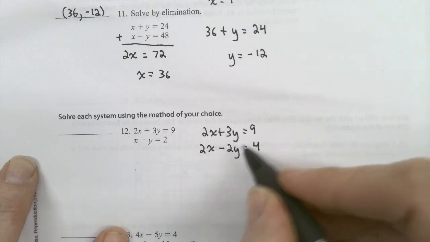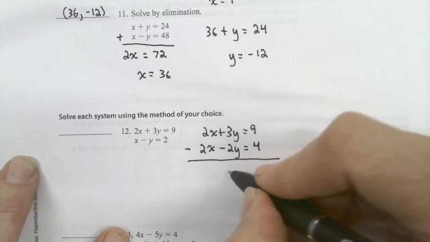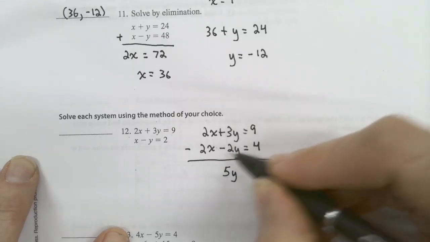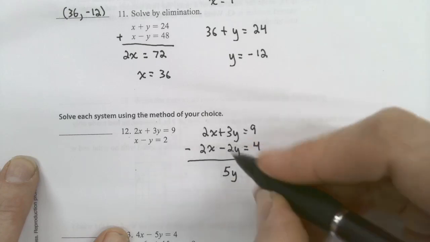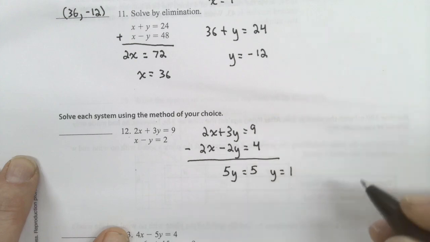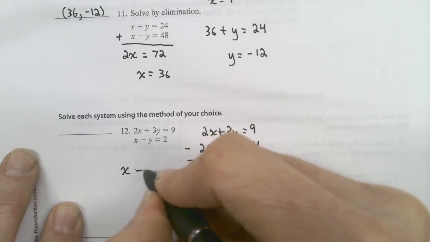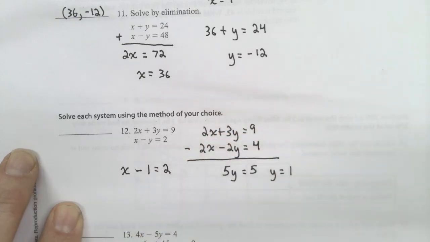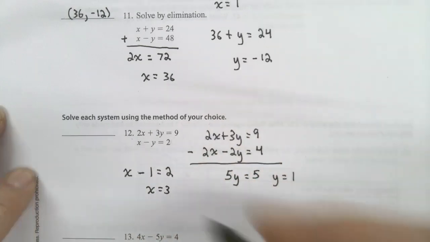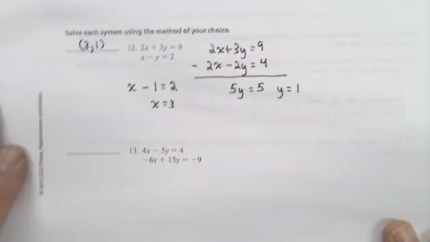And now I'm going to subtract these equations. Be careful, because 3 minus a -2 is a 5, right? Not a 1. And then 9 minus 4, well, that's also 5. And so look at that. y is going to be 1. And now that I know y, I can plug it in over here. x minus 1 equals 2. So that means x has got to be 3. And the answer is going to be (3, 1). Again, we're going to write that as an ordered pair. Perfect. Okay.